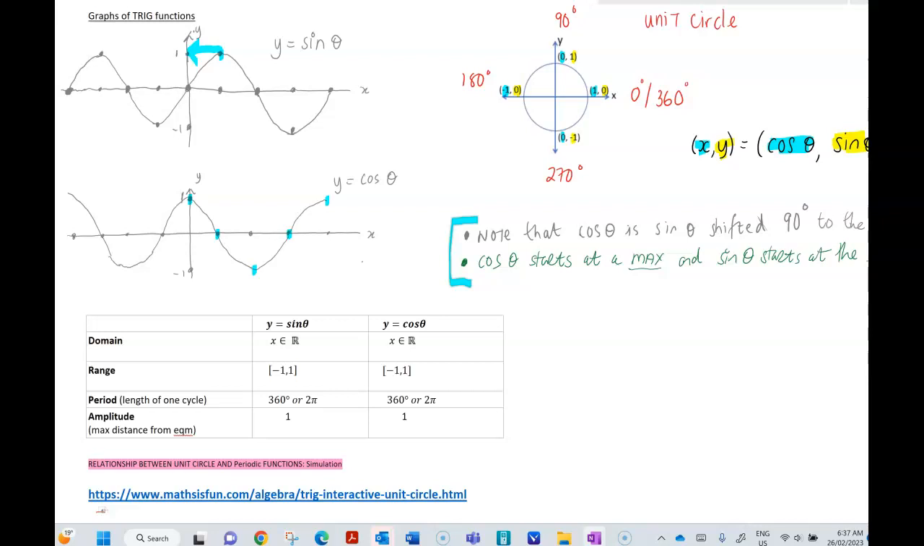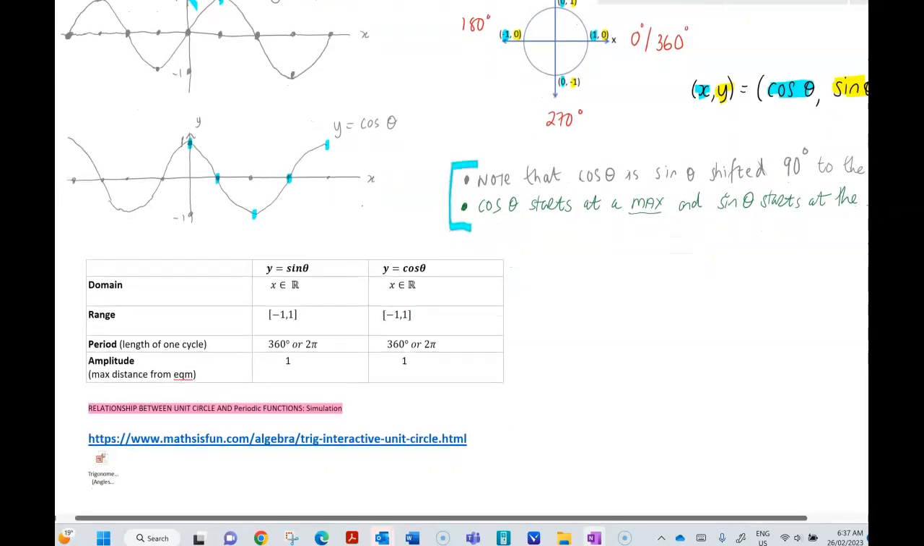And the period is the length of one complete cycle. So the period is 360 or 2 pi. Amplitude is what we call the maximum distance from the equilibrium. In this case, the equilibrium is the x-axis. So the amplitude is the maximum distance either going up or down, and that is 1. So familiarize yourself with this, with the terminology, please.